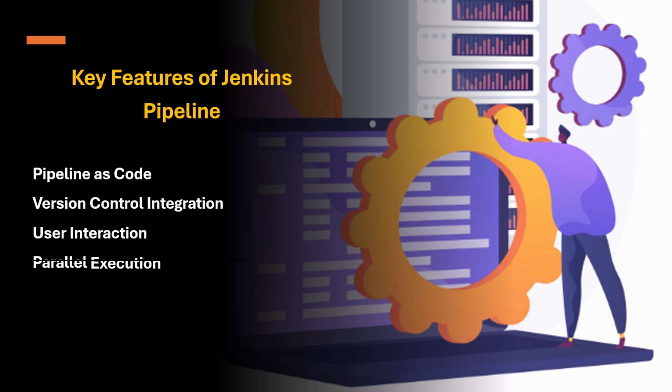Instead of running every task one after another, multiple independent tasks can execute simultaneously. For example, the application can be tested on different operating systems or different Java versions at the same time. Running these tasks in parallel significantly reduces the overall execution time. So these capabilities, like pipeline as code, version control integration, interactive execution, and parallel processing, are some key reasons why Jenkins pipelines have become the preferred approach for implementing modern CI/CD workflows.